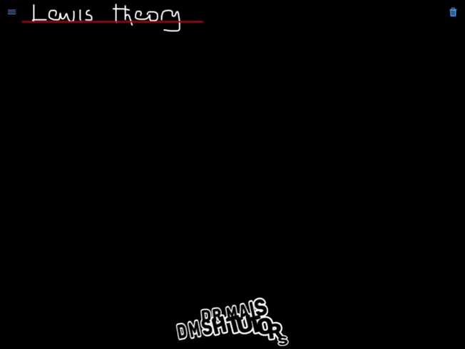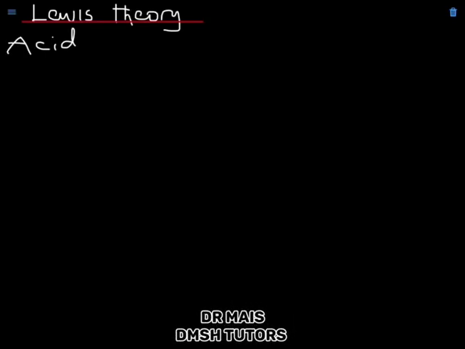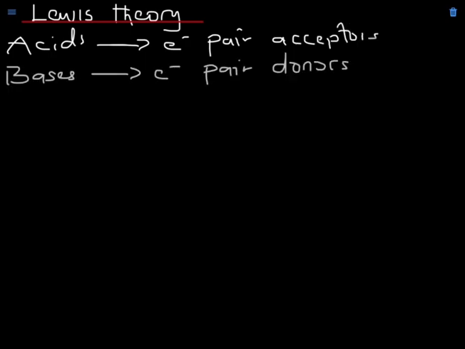Lewis's theory defines acids as electron pair acceptors and bases as electron pair donors. So how can we identify a Lewis acid and a Lewis base? For a Lewis base, let's say we have ammonia.